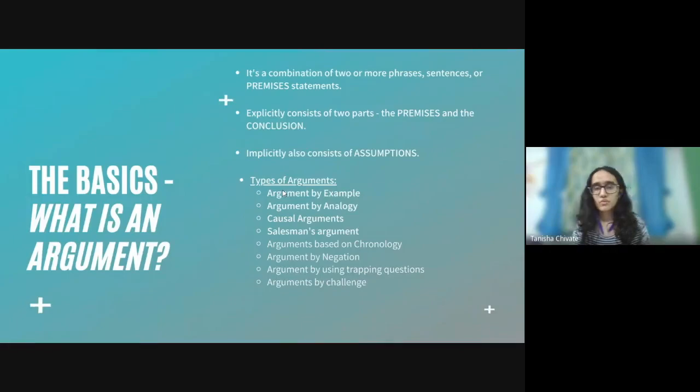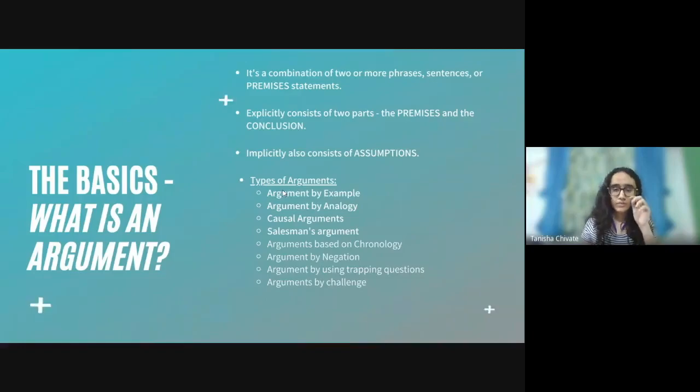So firstly, what is an argument? Any passage you're going to get is definitely going to have certain arguments, which will consist mainly of premises explicitly stated in the passage, which is basically your statements, your facts, evidence, all of that. Your conclusion, which is basically what the author intended when he was writing the passage. So that's the explicitly stated stuff. Implicitly, you're going to have assumptions, which won't be mentioned in the passage.